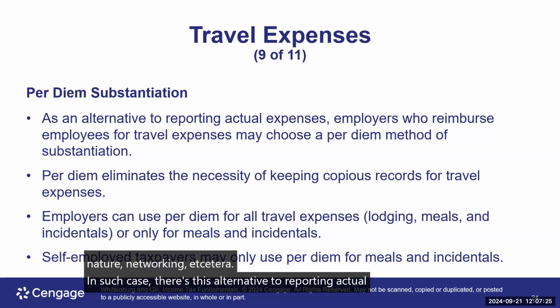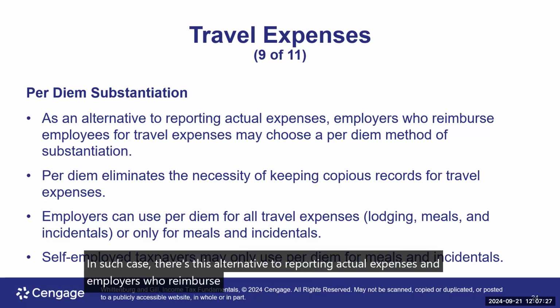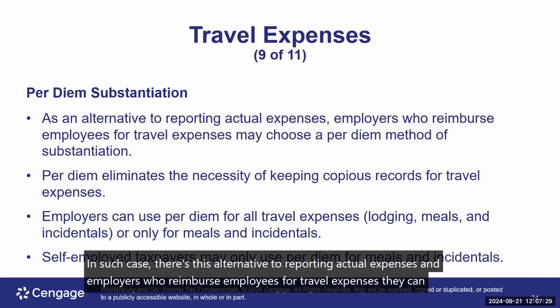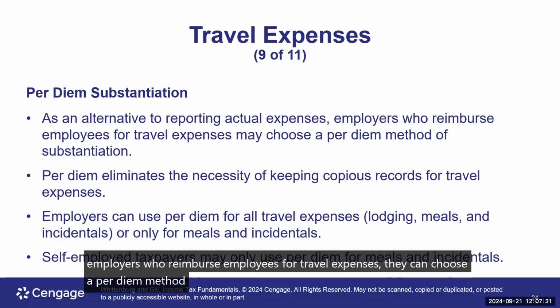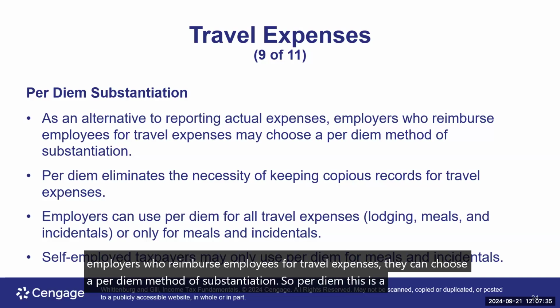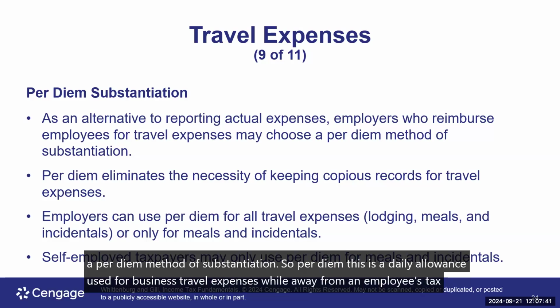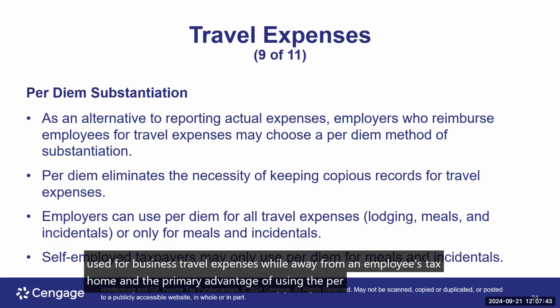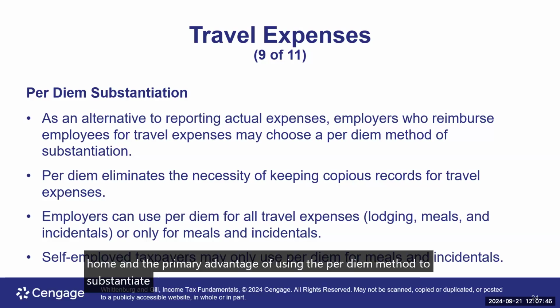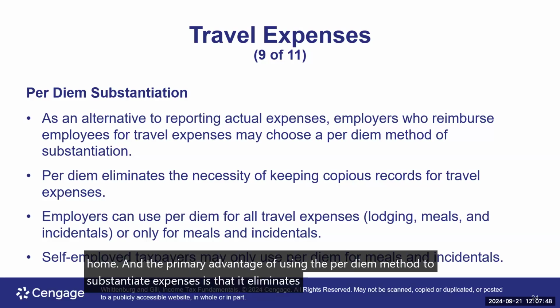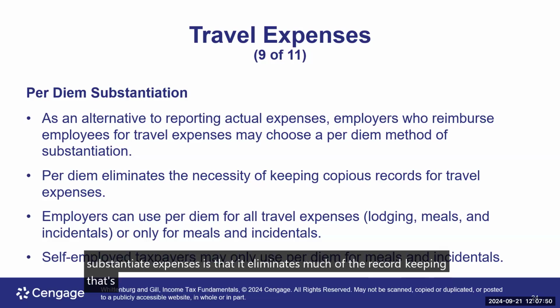Employers who reimburse employees for travel expenses can choose a per diem method of substantiation. So per diem is a daily allowance used for business travel expenses while away from an employee's tax home. And the primary advantage of using the per diem method to substantiate expenses is that it eliminates much of the record keeping that's usually associated with travel expenses.